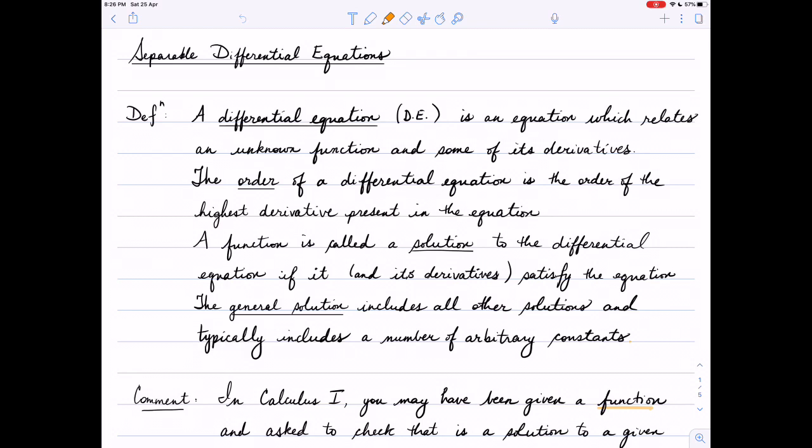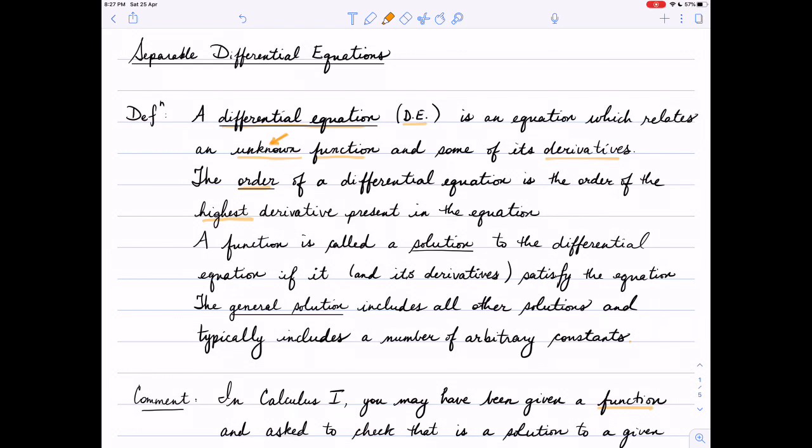A differential equation, or a DE, is an equation which relates an unknown function and some of its derivatives. This word unknown is very important. It is the function that is unknown in a differential equation. The order of a differential equation is the highest derivative present in the equation.